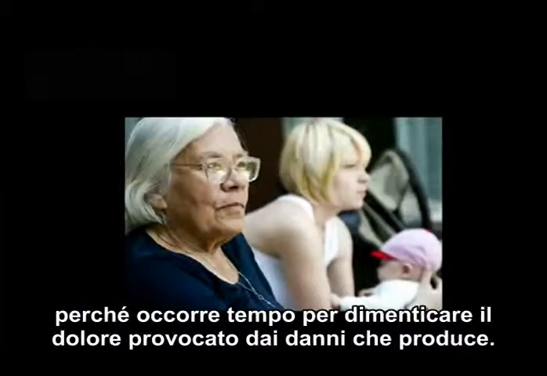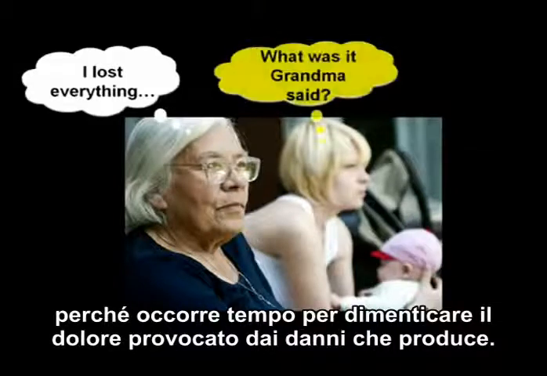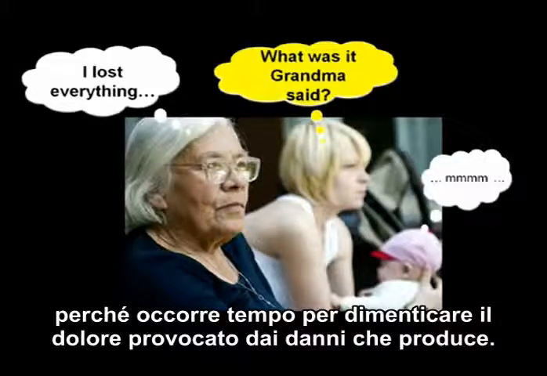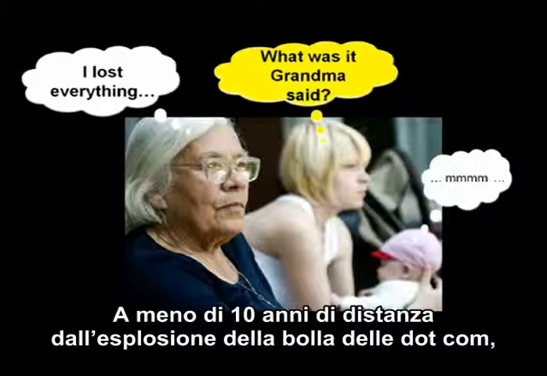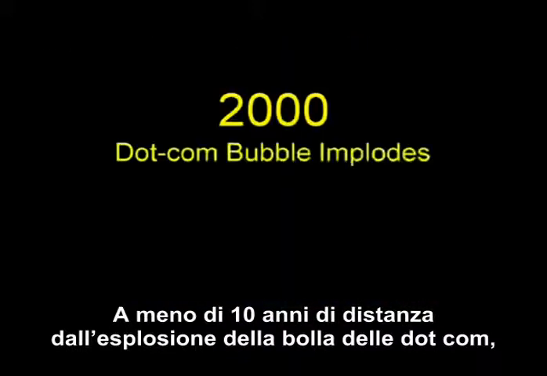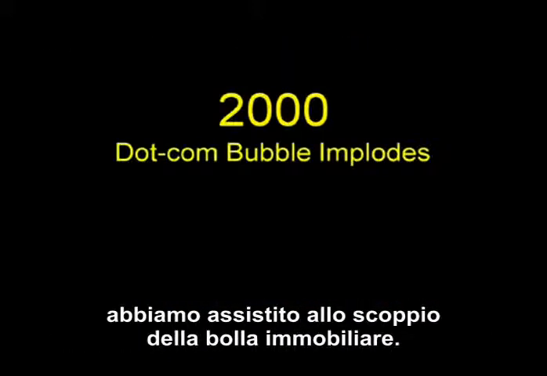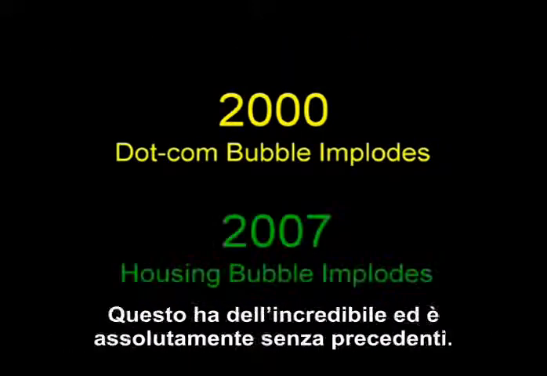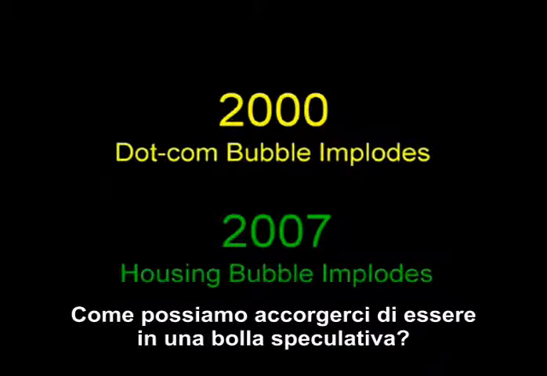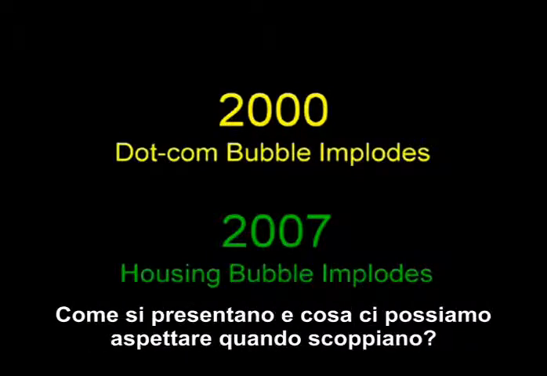Bubbles used to happen once every generation or so, because it took time to forget the pain from the damage. Less than 10 years after the bursting of the dot-com bubble, we saw the bursting of the housing bubble. This is simply astounding and thoroughly unprecedented. So how would we know that we're in an asset bubble? What do they look like? And what can we expect when one bursts?